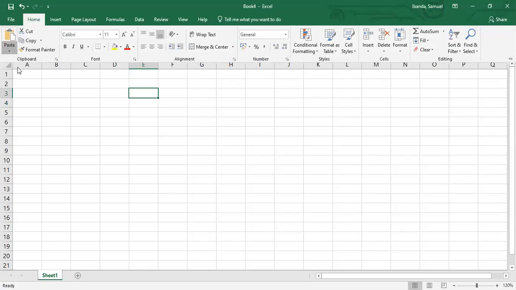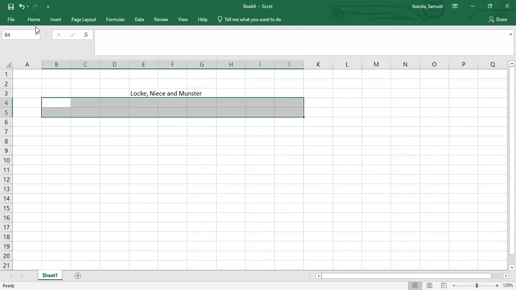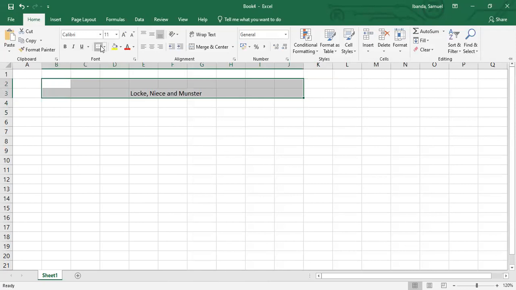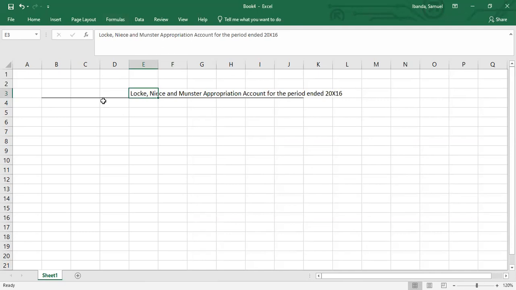So I'll put that: Lucky, Niece, and Monster. Okay. So my appropriation account is just like the way you'd actually draw up your income statement. Okay. As you saw from part of the format we looked at, this is the appropriation account. Let me just finish the naming. Appropriation account. Okay. Like that. Of course, this is usually for the period ended 20x6, like that. So you just do something like that.